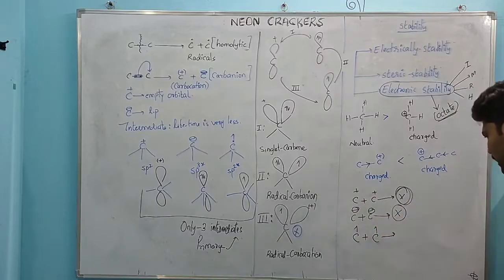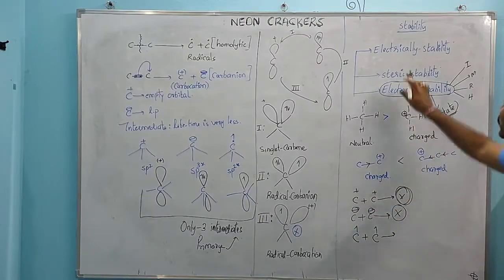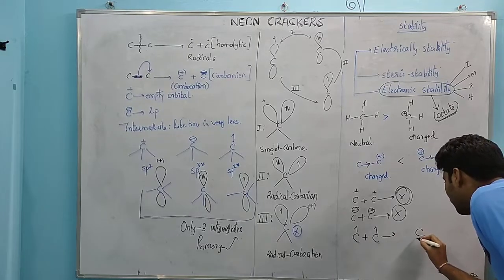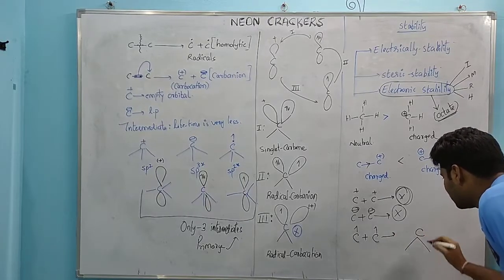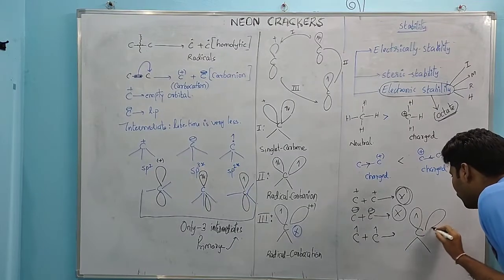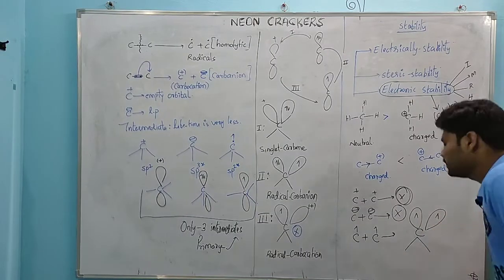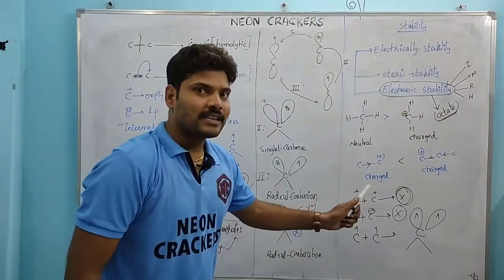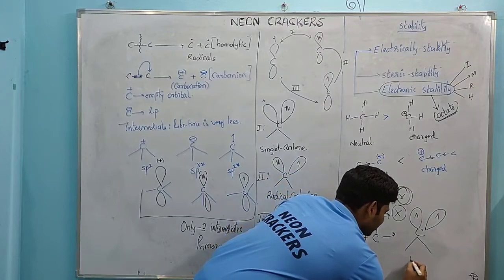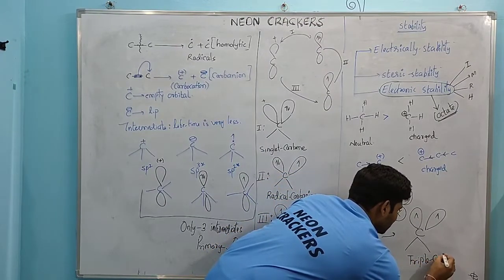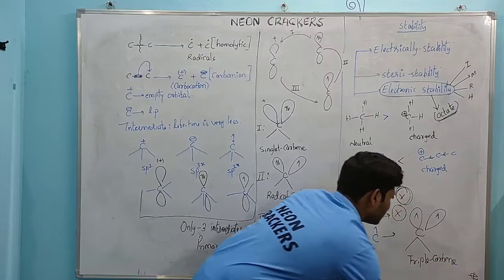Now it may react. The combination, okay, neutrality is there, so it may combine. Now it is giving two sigma bonds normally. Next, one orbital has one unpaired electron and one more has one unpaired electron. Yes, this is called triplet. This is called triplet carbene. What is this called here?